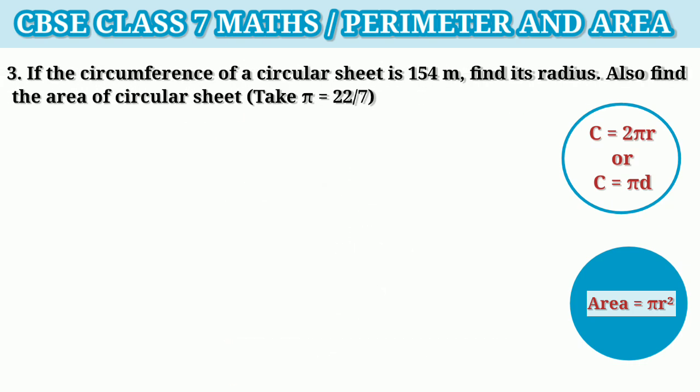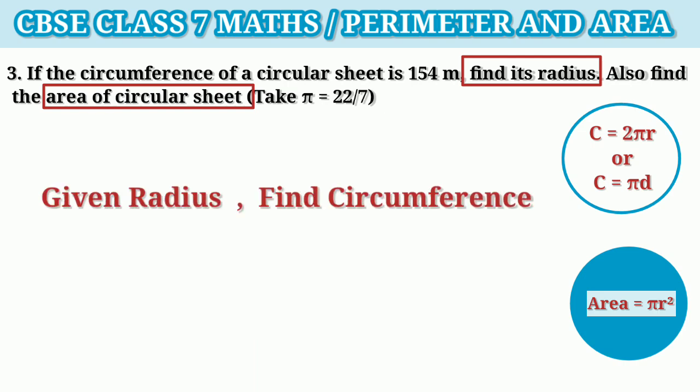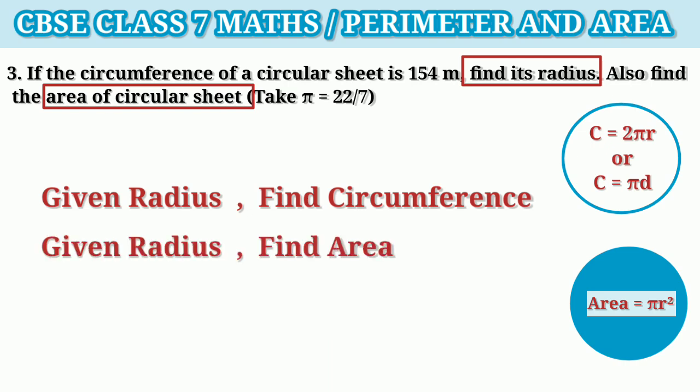Let us see what we are asked to do in the third sub question. If the circumference of a circular sheet is 154 meter, find its radius. Also find the area of the circular sheet. Take pi equals 22 by 7. In the first question we were given radius and we had to find circumference. In the second question we were given radius and we had to find the area of the circle.